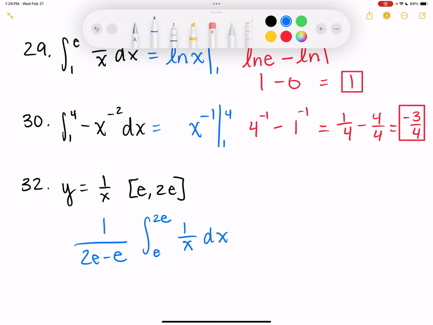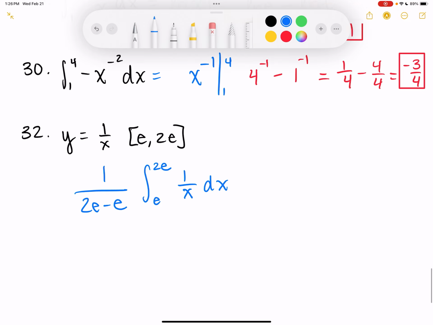So we're doing this by hand. The last one we did with the calculator, but we can do this one by hand. What is 1 over 2e minus e? Not the calculator number, but how would we simplify that? 1 over e. Then the antiderivative of 1 over x dx is ln of x, evaluated from e to 2e.